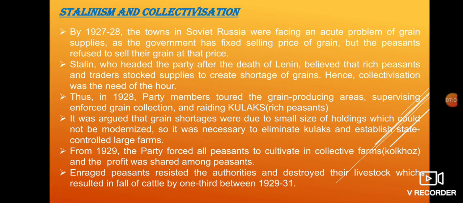For this, from 1929, the government forced all peasants to cultivate farms together in collective farms. Those collective farms were named kolkhoz. Peasants worked on land and the production was shared. Though there was resistance from the big landlords and many other farmers, the government stuck to its decisions. Anyone who criticized the government was put behind bars.